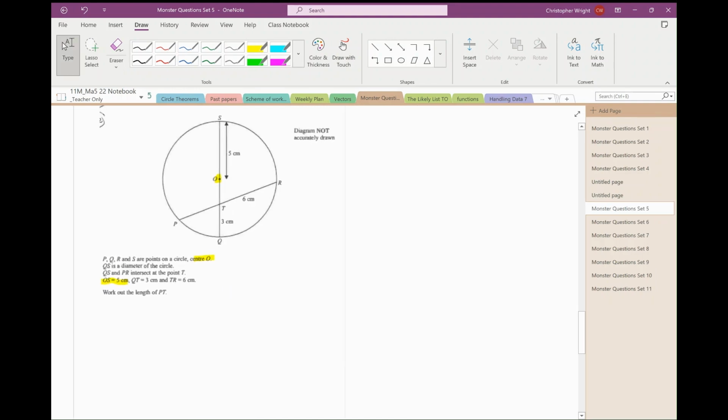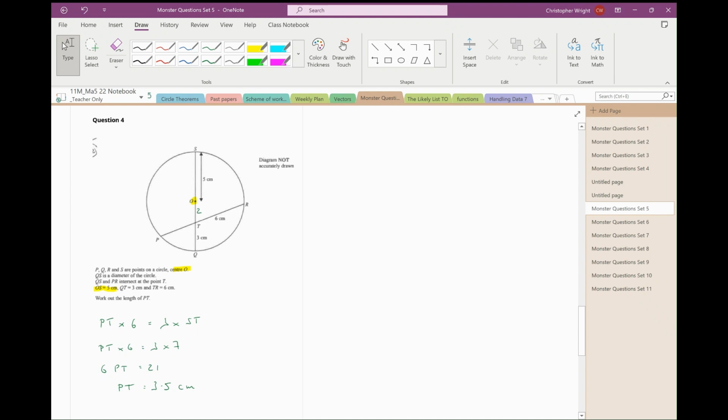Right, so the intersecting chords theorem tells you that PT times 6, TR, equals 3 times ST. Now, do I know ST? No, I don't, but I know that's 5. This bit's 3, so OT must be 2. So now I know ST is 7. So 6 times PT equals 21. So PT equals 21 over 6, 3.5 centimetres. There we go, question 4.